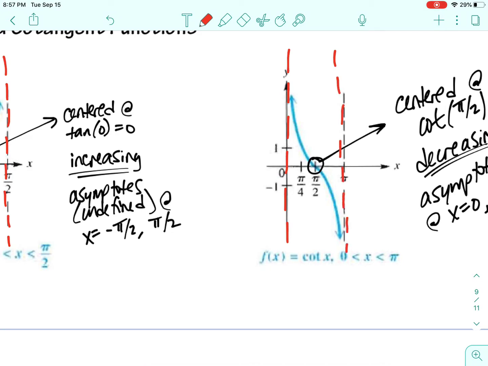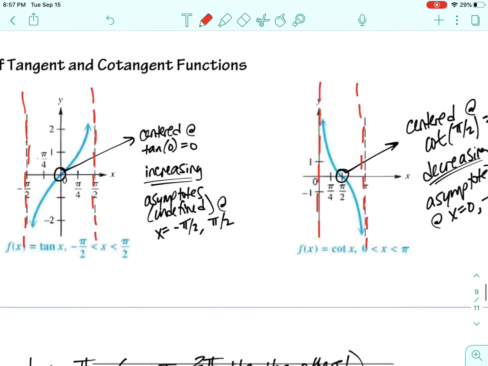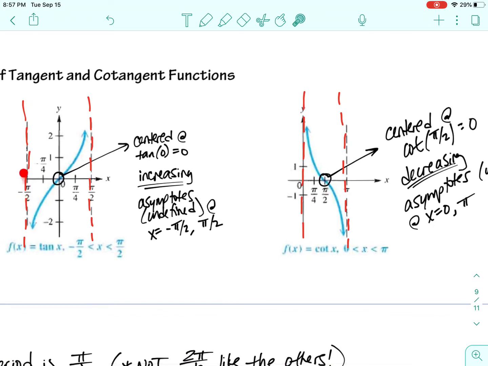What are the x values of the asymptotes for the tangent graph? Negative pi over 2 and pi over 2. That is something to make note of. That is different from cotangent. They're at 0 and pi. Okay, so that is thing number one: the asymptotes are in different places.